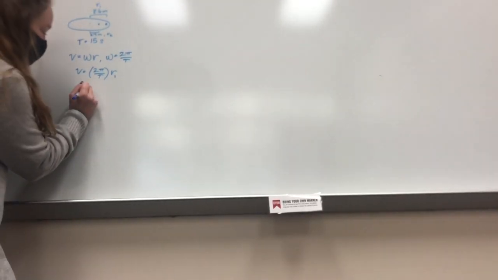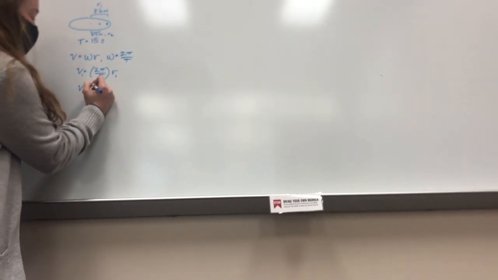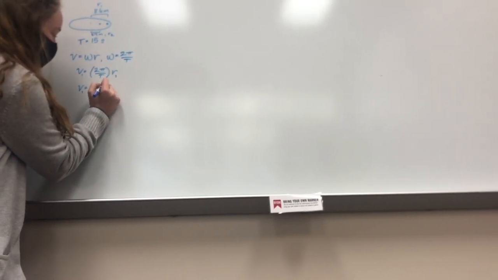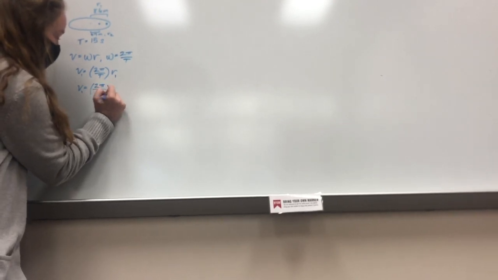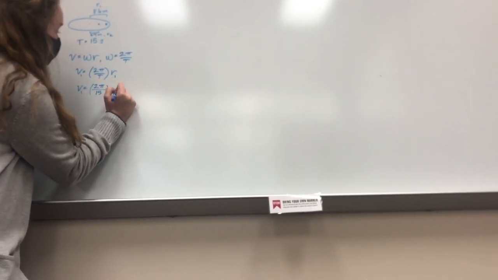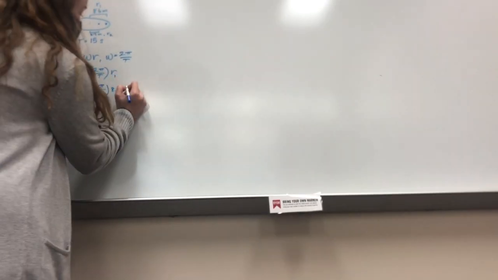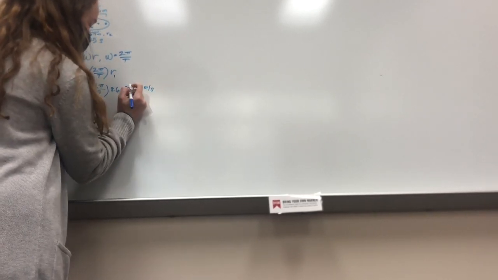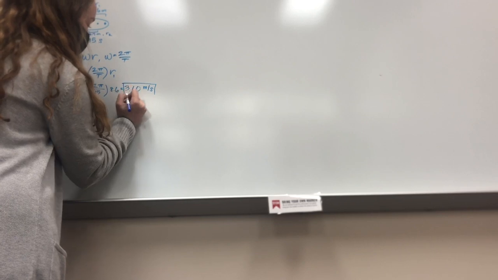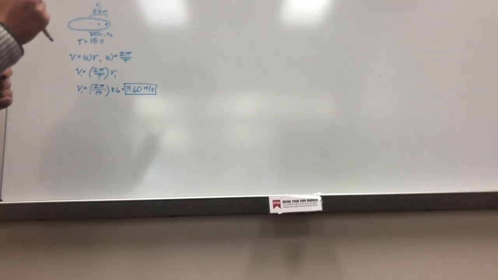So the velocity, and I'm going to call this v1 since this is the first case scenario, is equal to 2 pi, those are just constants, over T is equal to 15, and r1 is equal to 8.6. And when we plug those numbers into the calculator and round for sig figs, we get 3.60 meters per second as the child's speed in the first location.